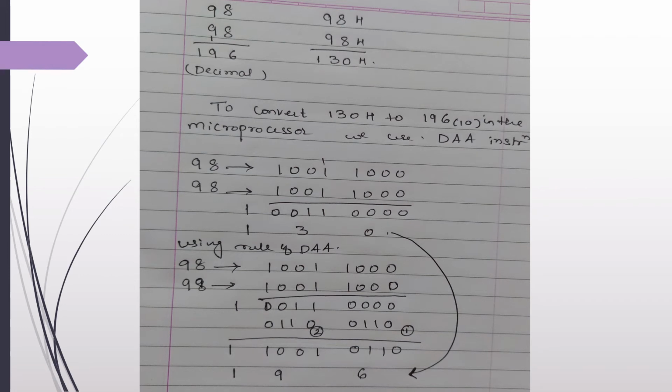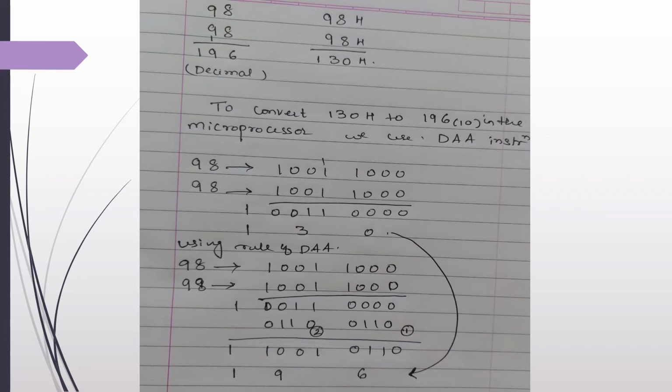See here, I have done 98 plus 98. In decimal, the result is 196. But when you add 98 to 98 in hexadecimal, the result is 130H. So how do you convert this 130 to 196? By passing through decimal adjust accumulator. So what is the procedure? We have to follow those two rules, or three rules you can say. First you add it. Once you get the result, you check whether the lower nibble is greater than 9 or whether it is generating an auxiliary carry.